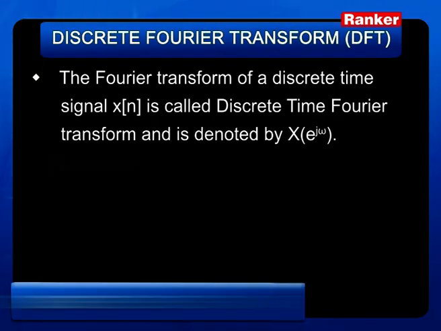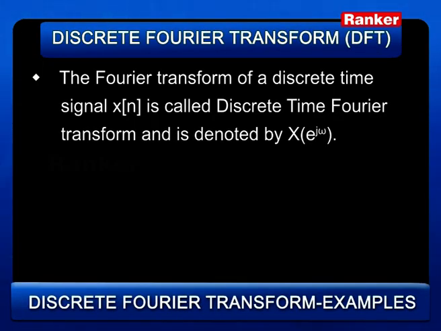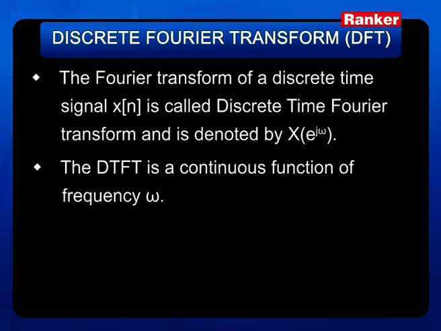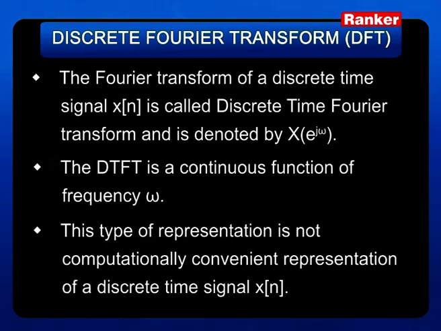Let us look at discrete time Fourier transforms. We are talking about a discrete time signal x of n. Then we know its Fourier transform is represented by X of e to the power of j omega. You see here the DTFT is a continuous function of frequency omega. This type of representation is not computationally convenient, and it is a representation of the discrete time signal x of n.